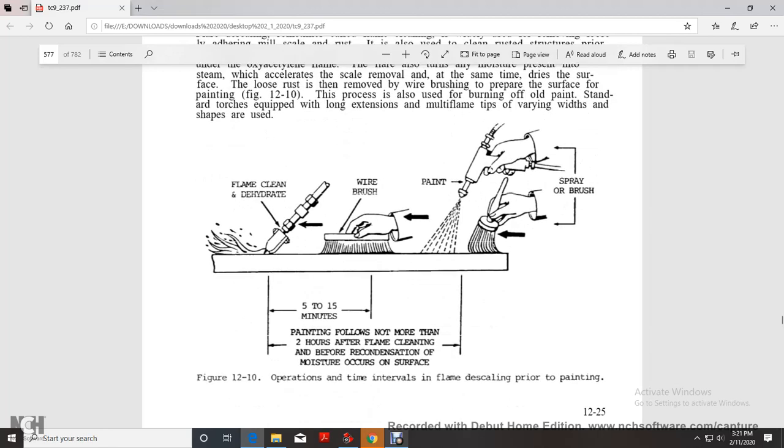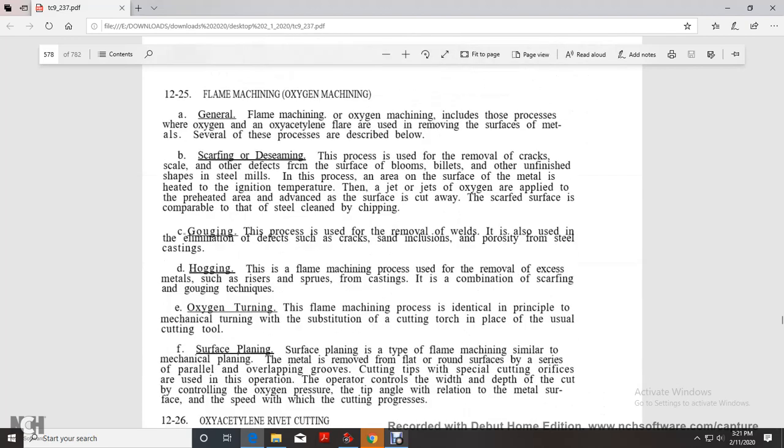The sequence of operations prior to painting is: flame descaling, dehydrating flame, wire brush, then paint by spray or brush, 5 to 15 minutes after cleaning. Paint no more than 2 hours after flame cleaning, before condensation and moisture occur on the surface.